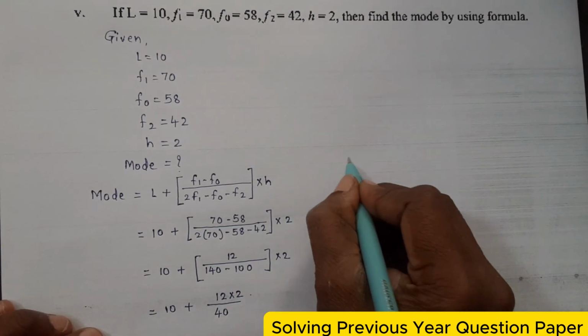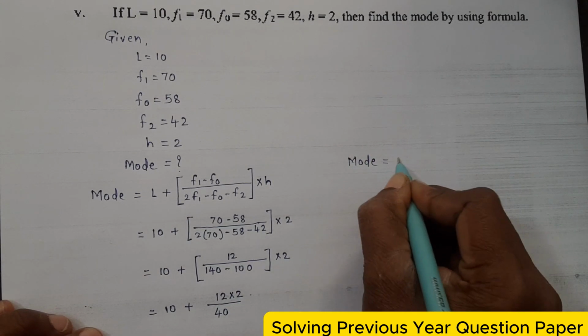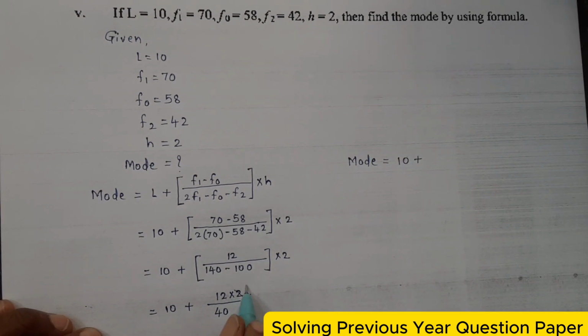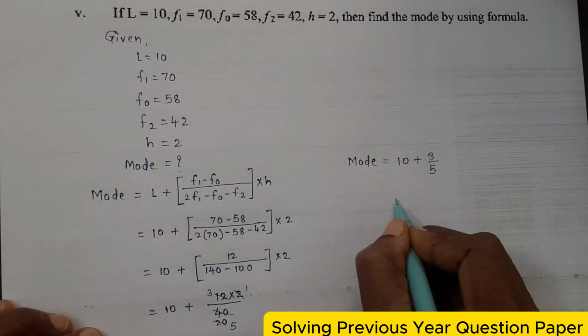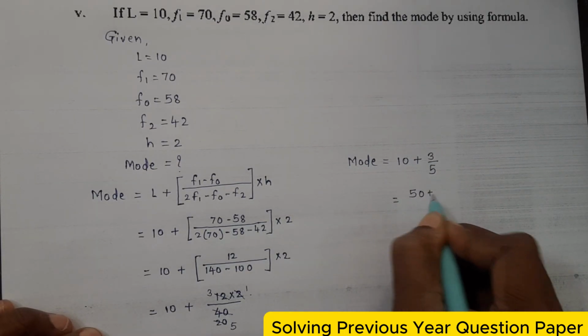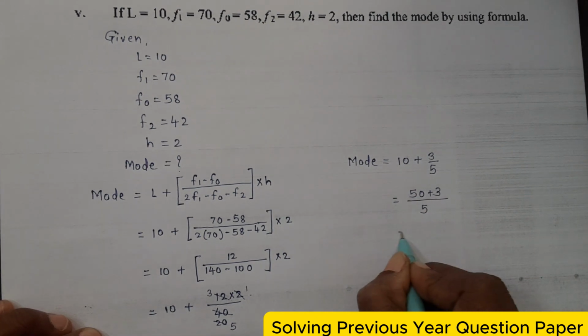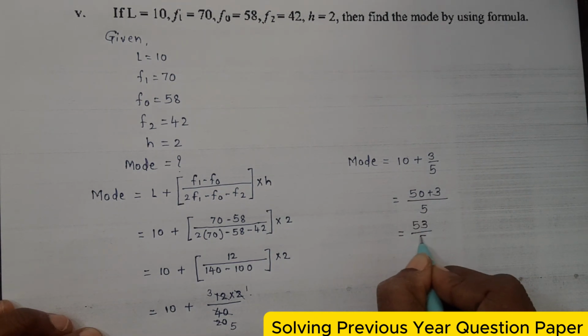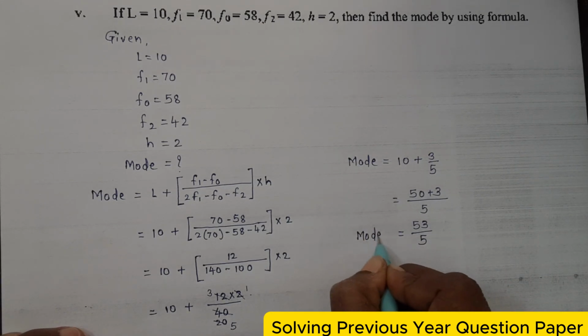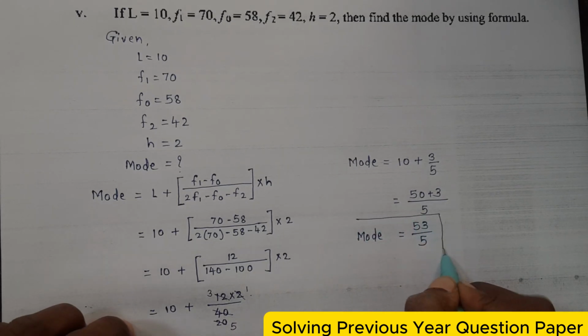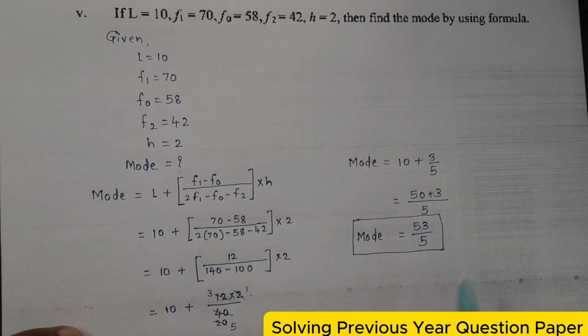So now the mode is equal to 10 plus, then 2 1s are 2, 2 2s are 4, 0. Then 4 3s are 12, 4 5s are 20. So 3 upon 5. 10 plus 3 upon 5, that means 50 plus 3 upon 5, and that is equal to 53 upon 5. Okay students, that is, mode is equal to 53 upon 5. So this is our final answer. So in such a way we complete question 2, students.